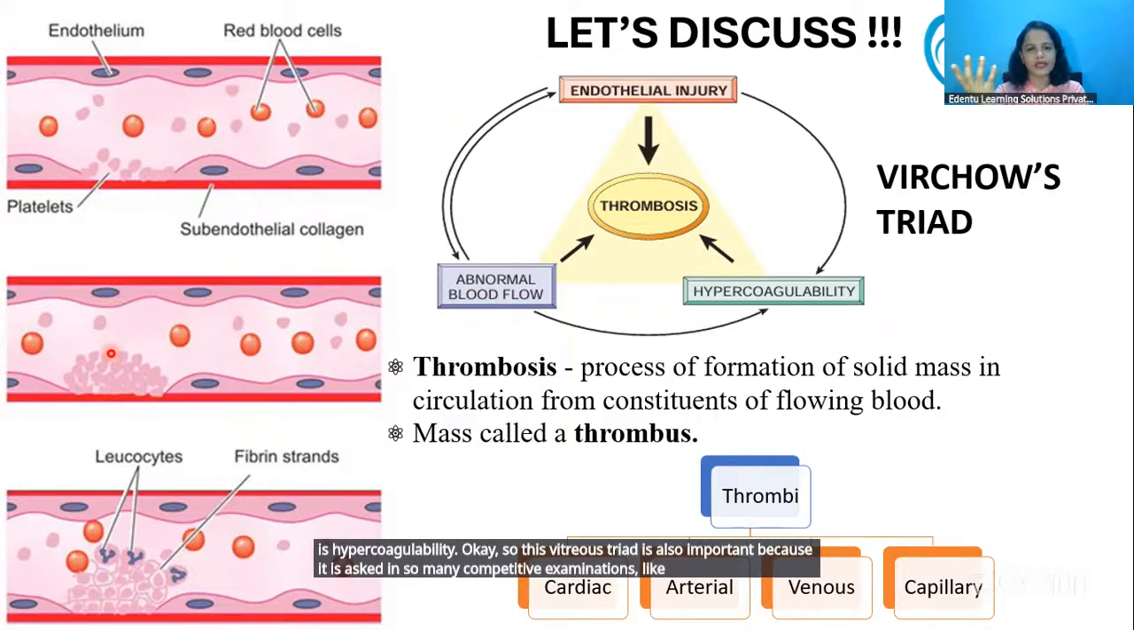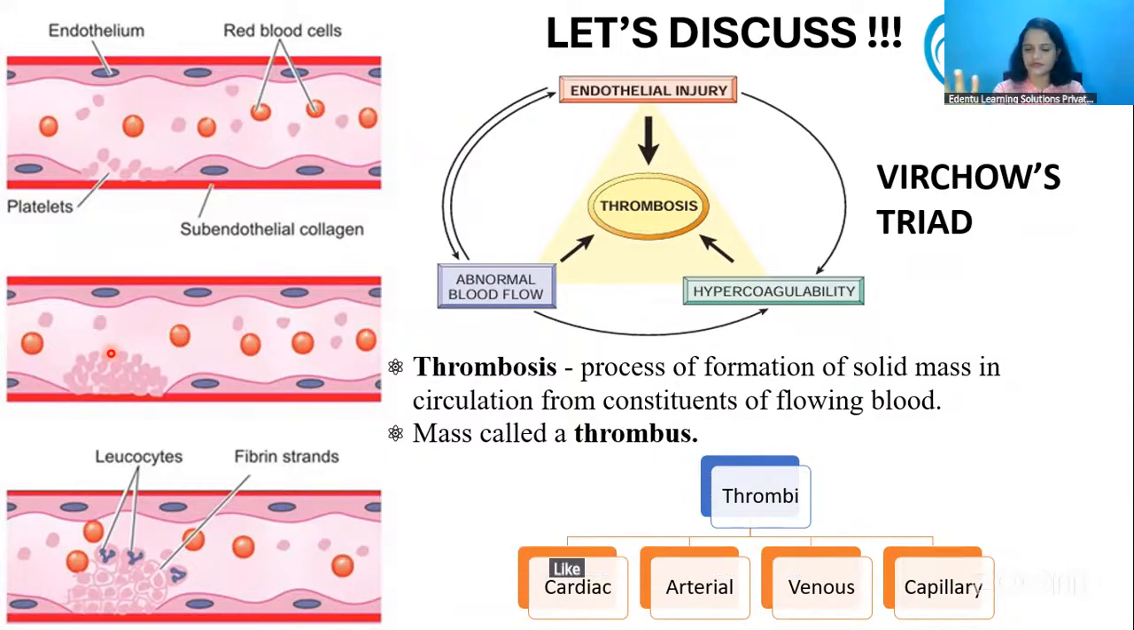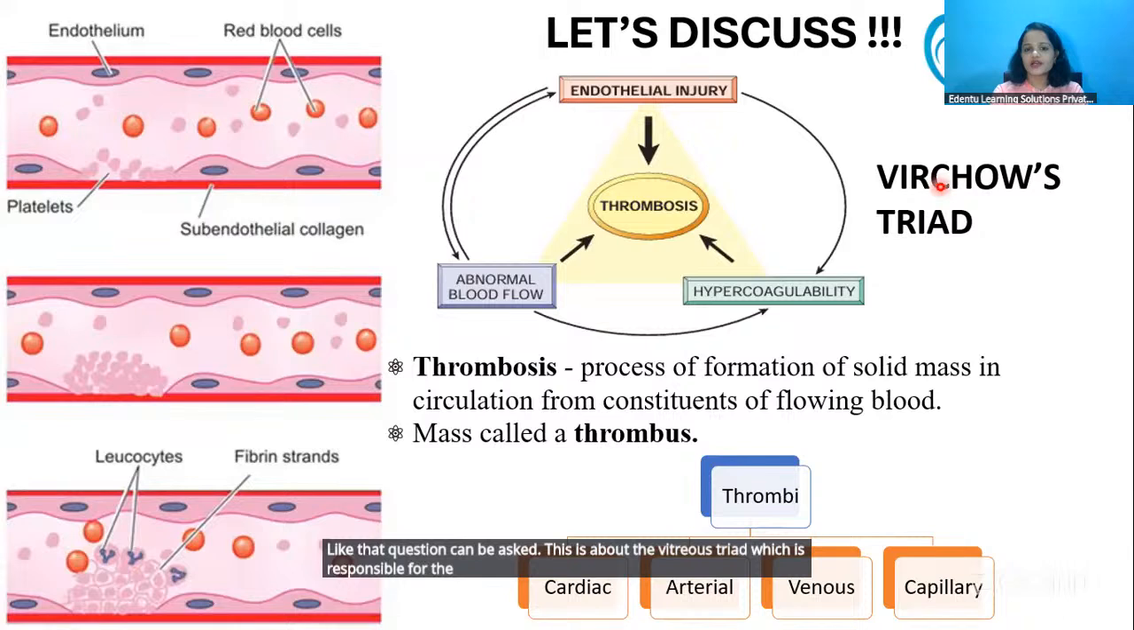This Virchow's triad is also important because it is asked in so many competitive examinations, like, all of the following are included under Virchow's triad, except, that question can be asked. So this is about the Virchow's triad, which is responsible for the thrombus formation. The first one is endothelial injury, which is the main culprit for the formation of thrombus. And second one is the abnormal blood flow, and then the hypercoagulability.